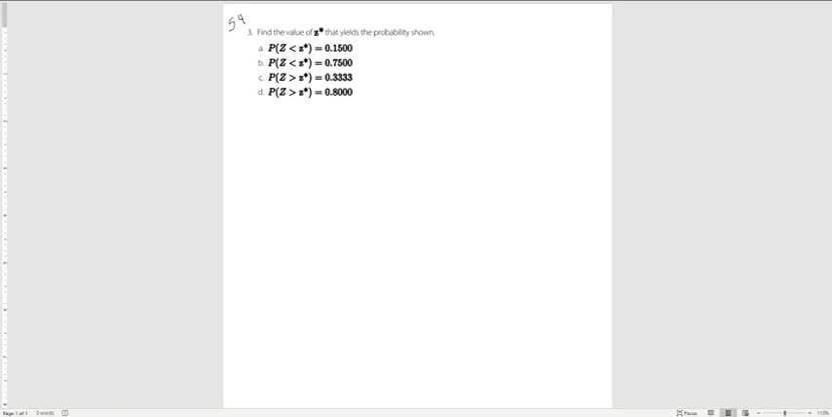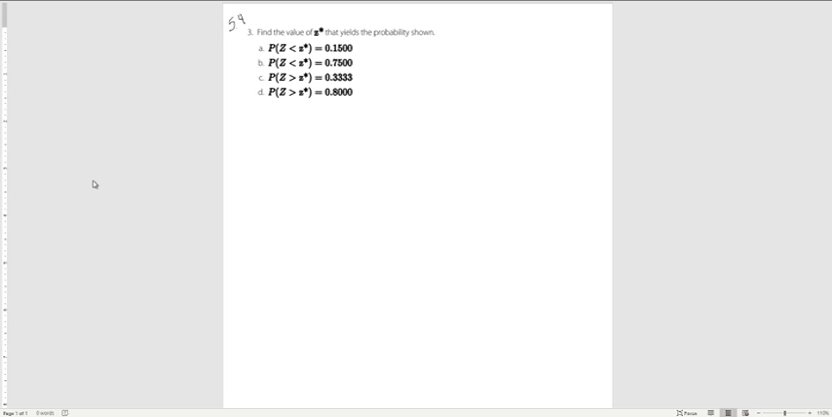Here we are in Chapter 5, Section 4, problem number 3. Find the value of z star that yields the probability shown. In this case we're going in reverse. We're trying to find the value of z star that gives us a probability, versus given a z star, finding the cumulative probability from a table.